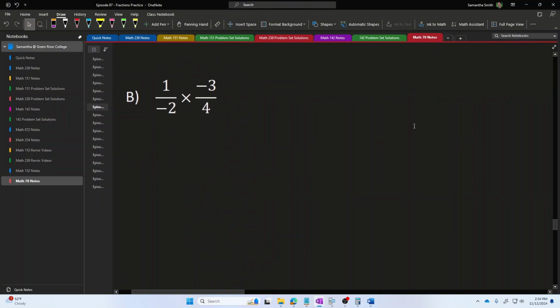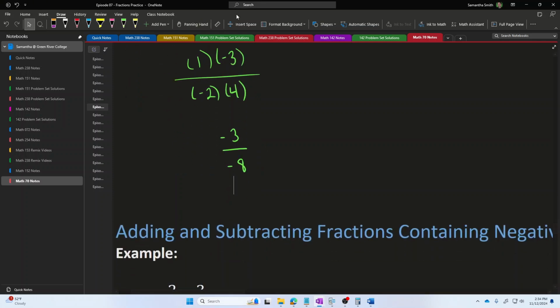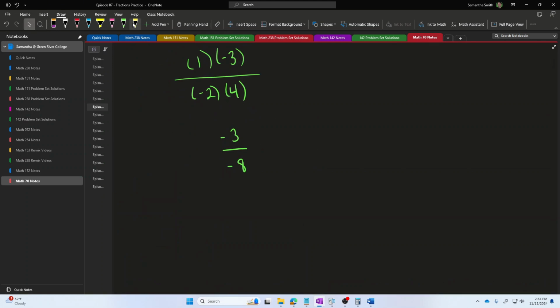And for another example, if someone says 1 over minus 2 times 3 over 4, once again, all I have to do to multiply two fractions is multiply the two numerators and the two denominators. So in this situation, 1 times negative 3 would give me a negative 3 in the numerator. Negative 2 times 4 would give me a negative 8 in the denominator. And remember when I said that it's traditional to try and write your answers so that the denominators were positive? That's what I'm going to do here.